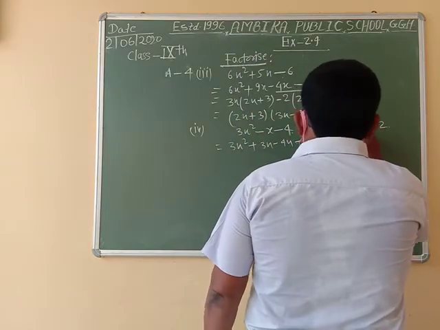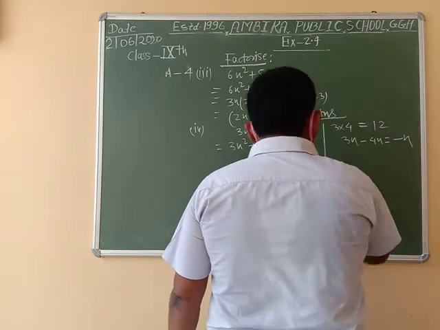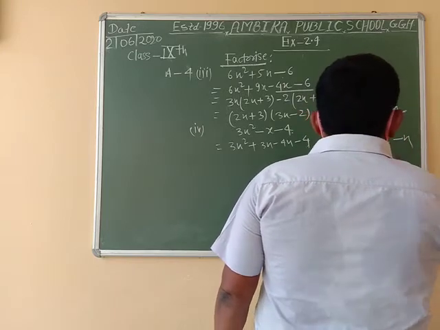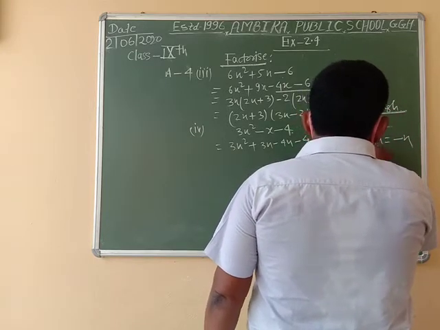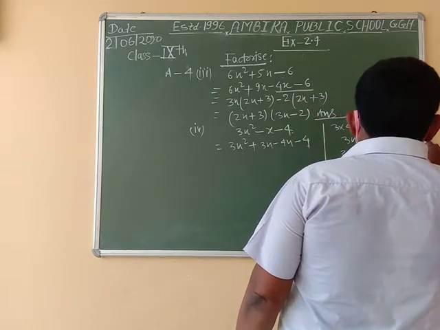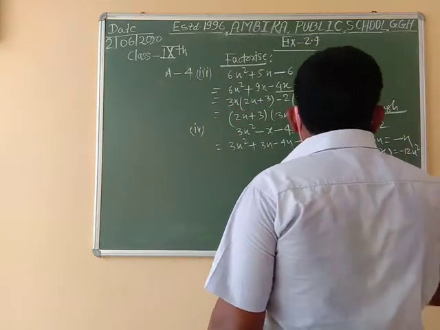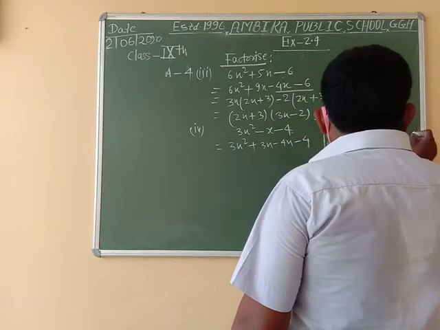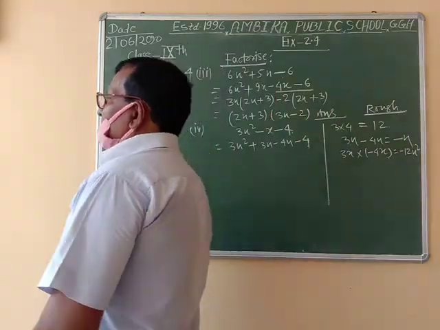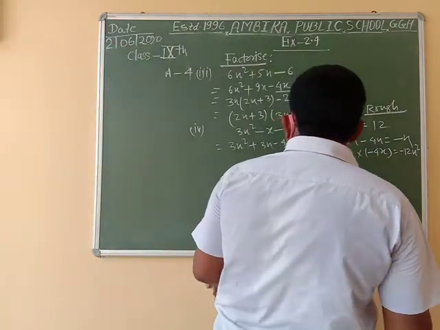So 3x minus 4x is equal to minus x, and 3x into minus 4x is equal to minus 12x square. So the two factors of 12 are 3x and minus 4x. Adding, we get minus x, and multiplying, we have minus 12x square. So the appropriate factors of 12 are 3x and minus 4x.